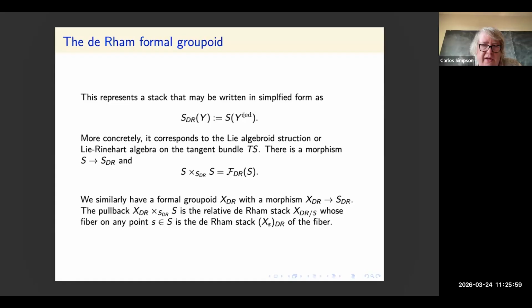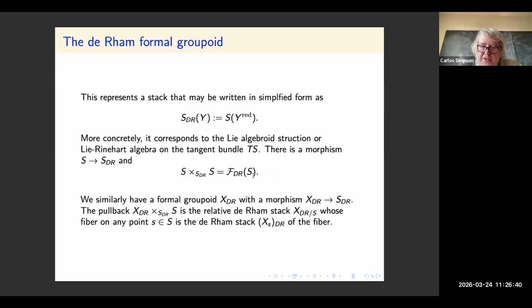Then you can also do this in terms of calculation. So you can say it corresponds to a Lie algebraic structure, or Lie-Rinehart algebra, on the tangent bundle of S. So it means you have a Lie bracket and an action of that on the functions, which is just the usual one in this case. And now we have a morphism from the scheme S itself into this stack S de Rham. If you have a map from Y to S, you get a map from Y reduced to S, basically. And the fiber product with itself, that's exactly the morphism object. Okay.